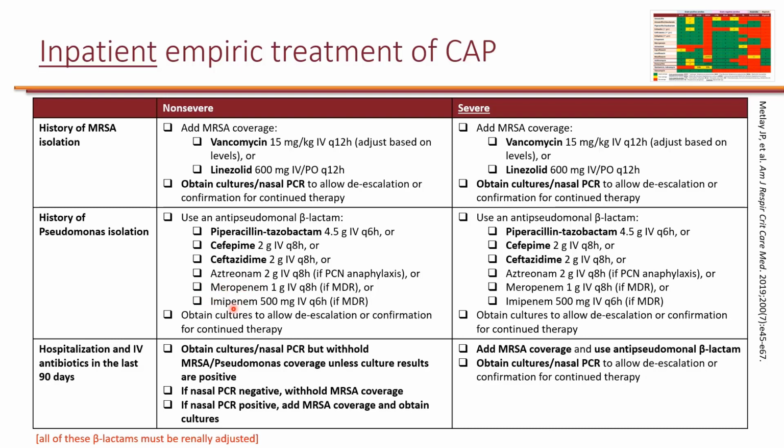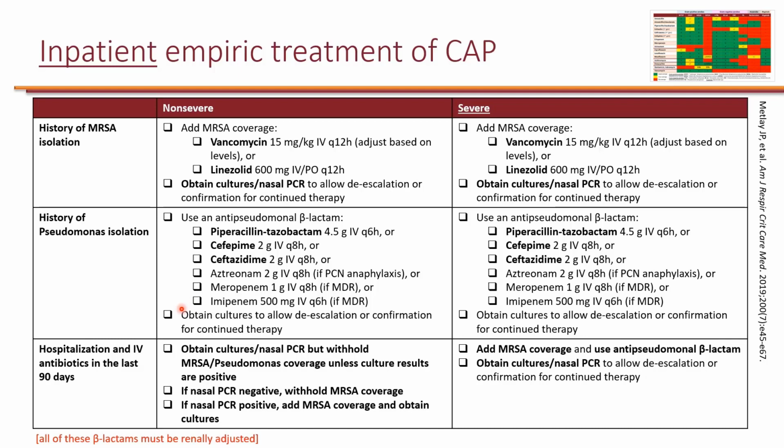Now, with carbapenems, meropenem and imipenem, because they are very broad, you should only use them if the patient had a history of multidrug-resistant Pseudomonas, meaning that if in the past they had Pseudomonas that was resistant to piptazo or cefepime or ceftazidime, then you don't want to use those same agents. So you want to use something broader like meropenem.